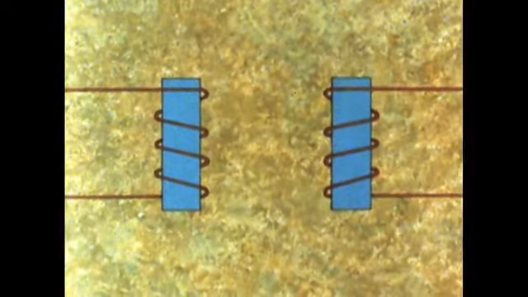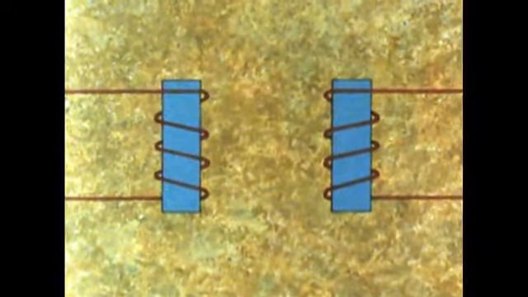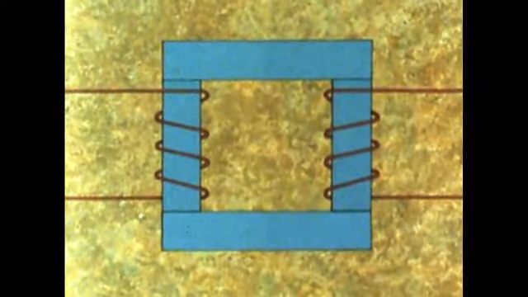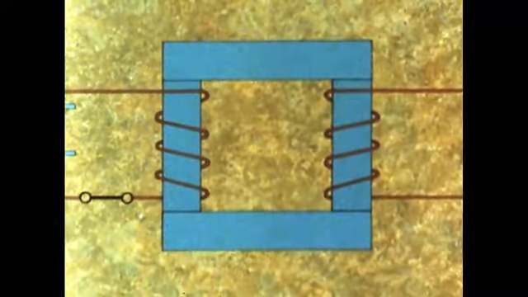And now we'll do another experiment. We'll take two inductors and space them apart in a square iron yoke like this. To the left-hand coil, we will connect a switch and battery.